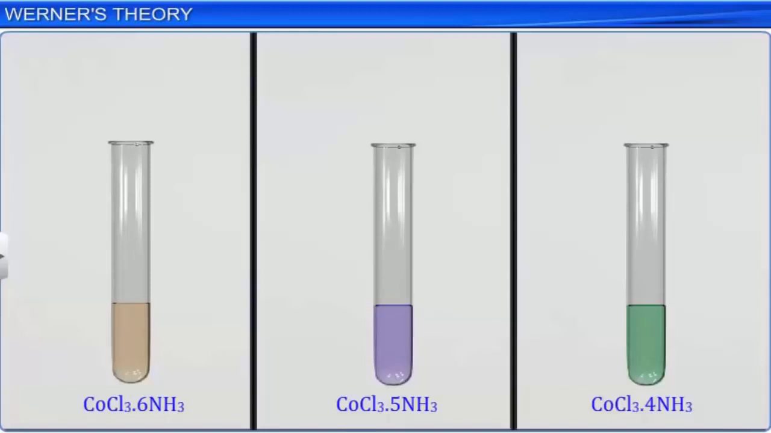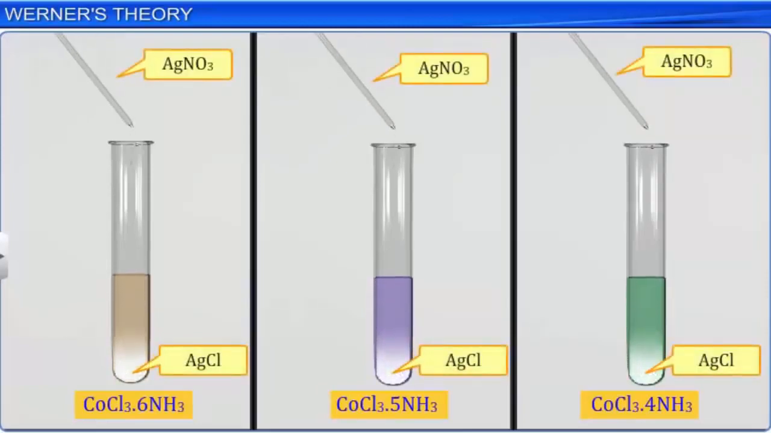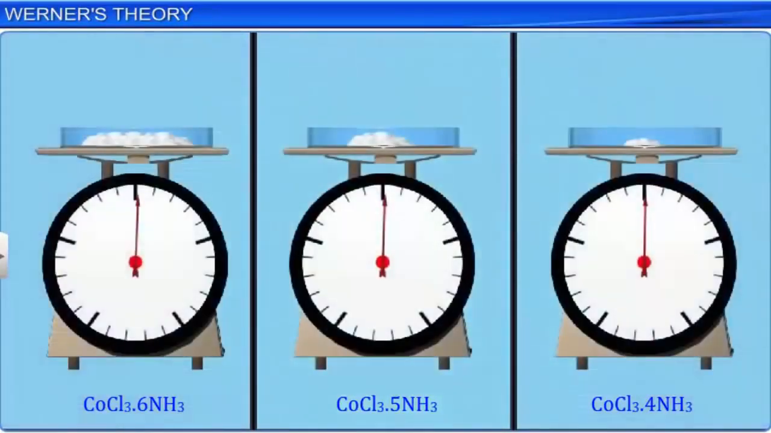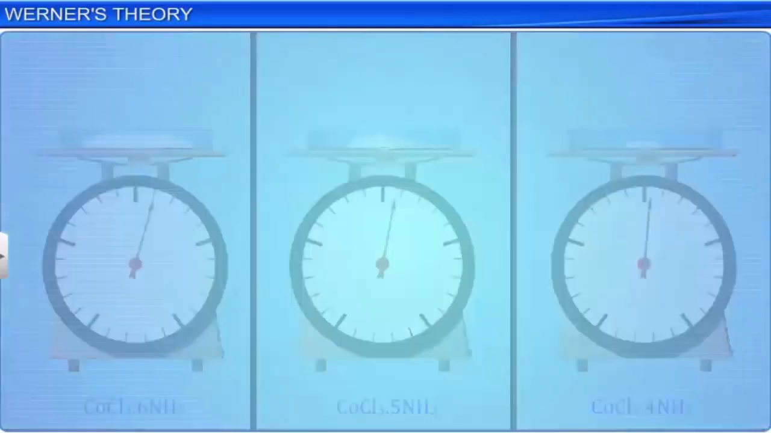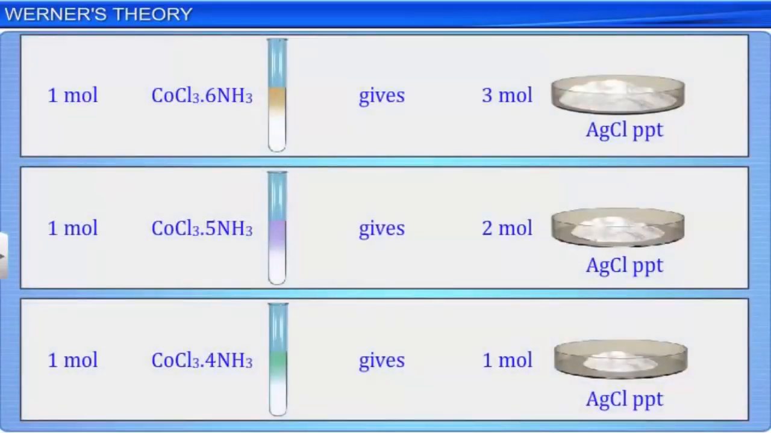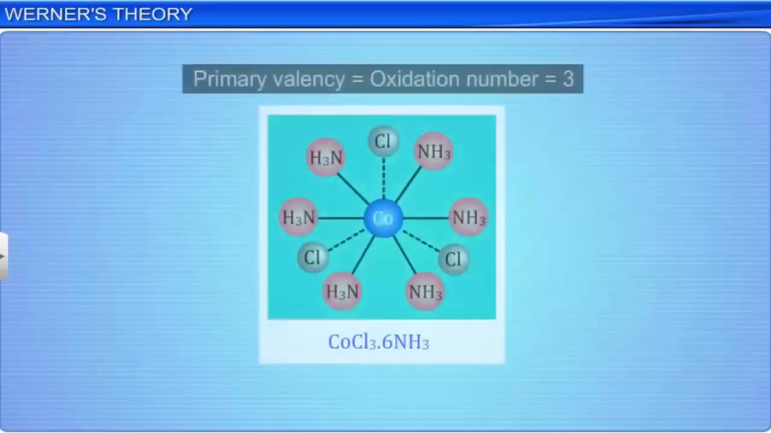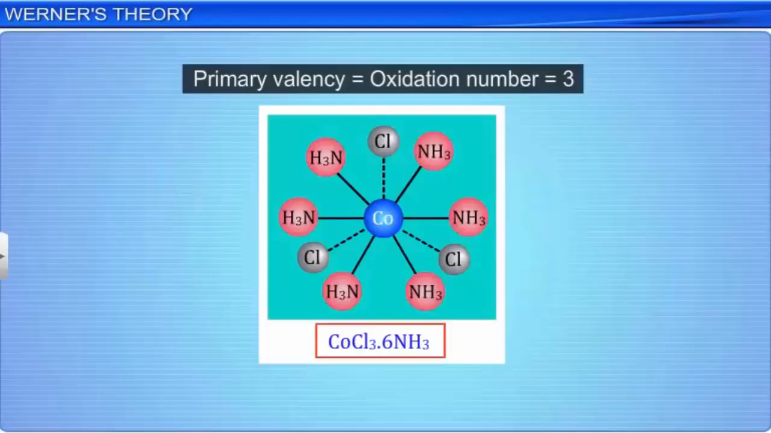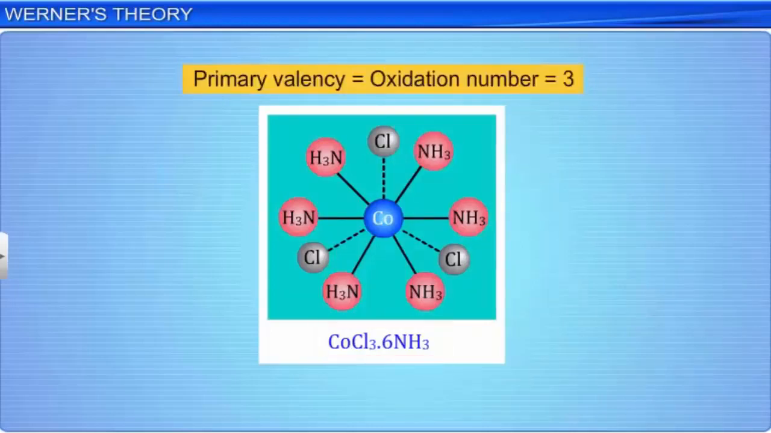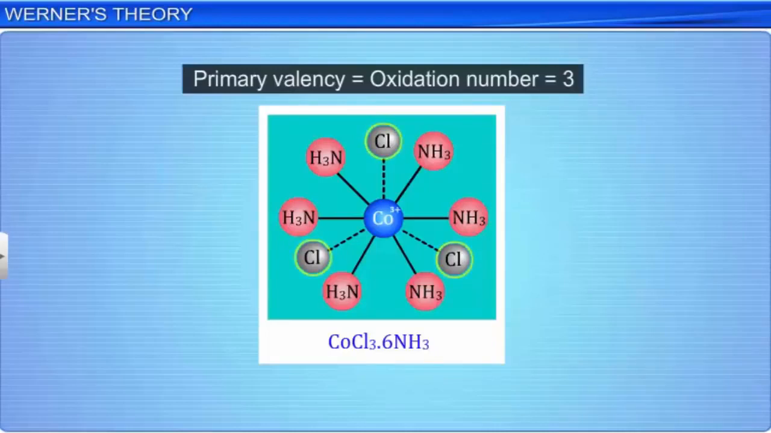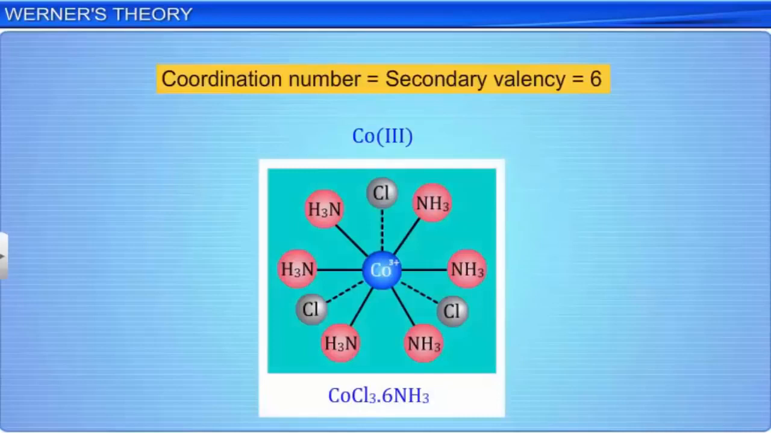Werner treated cold solutions of a series of compounds of cobalt 3 chloride with ammonia with an excess of silver nitrate and weighed the silver chloride precipitated. The stoichiometries of the complex silver chloride formed were as shown here. Werner deduced that in CoCl3·6NH3, the primary valency or oxidation state of +3 is satisfied by 3 chloride ions. The coordination number of the cobalt 3+ ion is 6. As there are 6 ammonia molecules in the compound, they alone satisfy the 6 secondary valencies of cobalt.